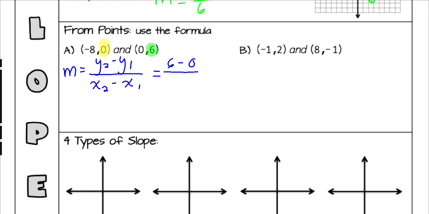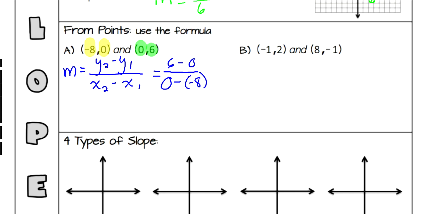And obviously, if we want x2, that's going to be our second x coordinate. So in that same coordinate pair, that's going to be a 0. And then minus our first x value, which is that -8. So minus -8. Be careful with your signs there. The formula is a minus, so you want to include both the minus and the -8.